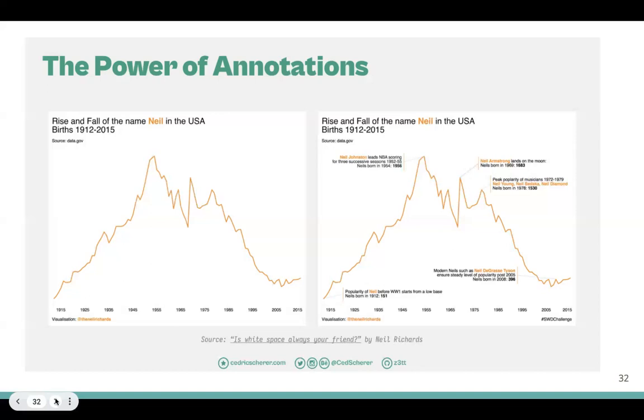So here is a case where adding some labels gives some context, especially if you're not from the United States or you're not that historically aware. You might not have really figured out why you're seeing the pattern that you're seeing, and this helps convey what is going on. And see, the title even is white space really your friend?